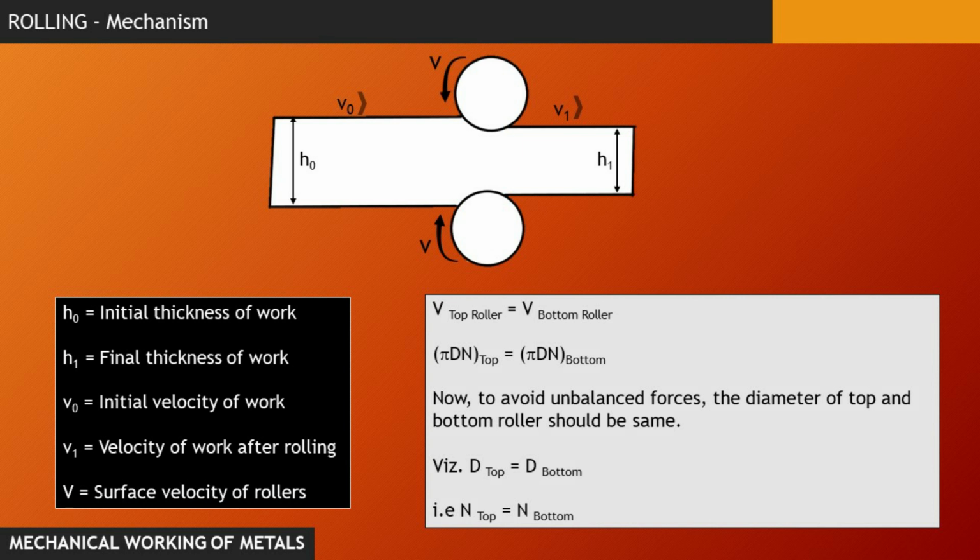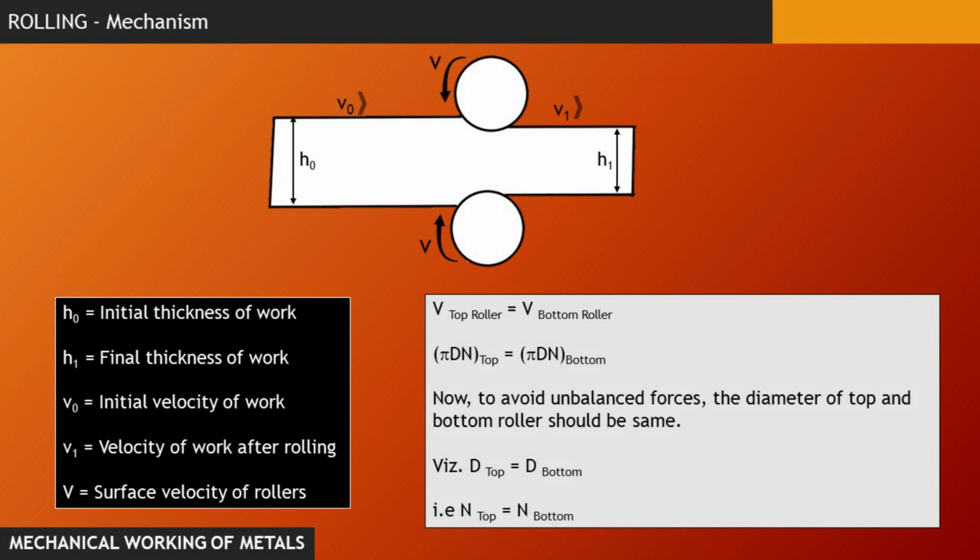Now in this whole process, there is bound to happen some unbalanced forces. So to counter those unbalanced forces, we need to provide similar velocity for the top and the bottom roller. And since both the rollers are rotating in opposite directions, the top roller is rotating anti-clockwise, whereas the bottom roller is rotating in clockwise fashion.